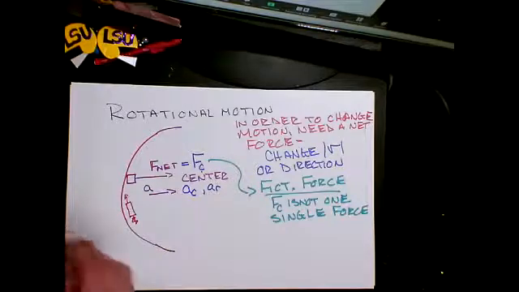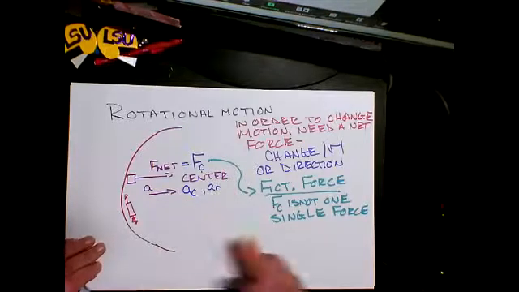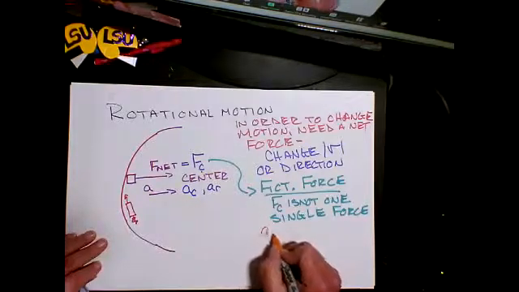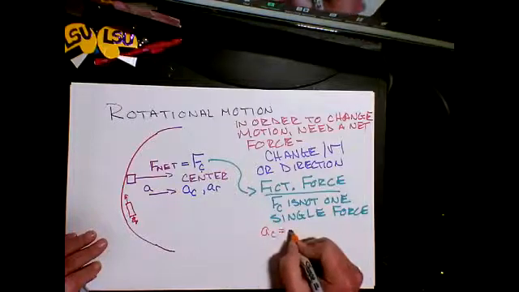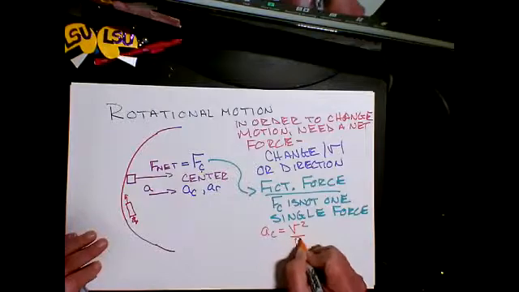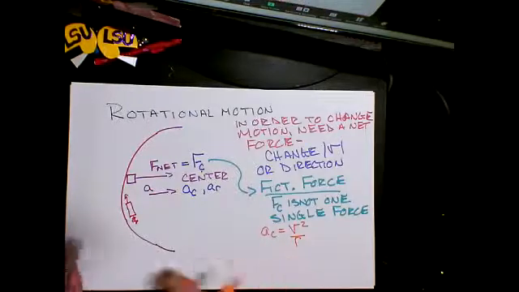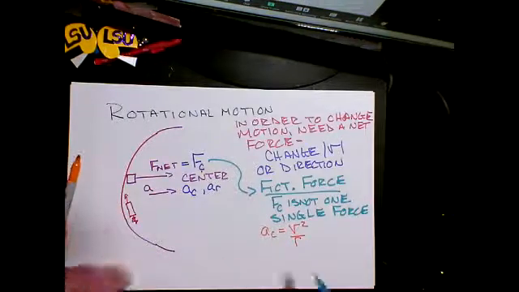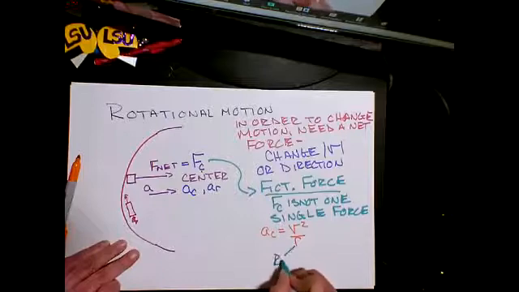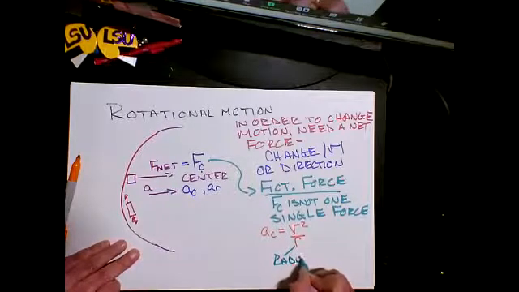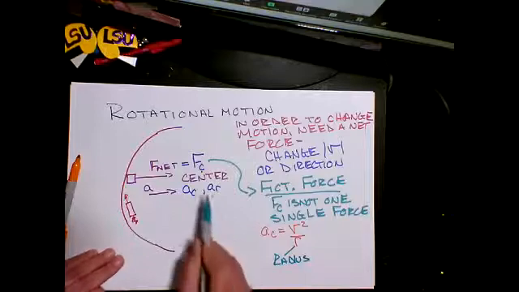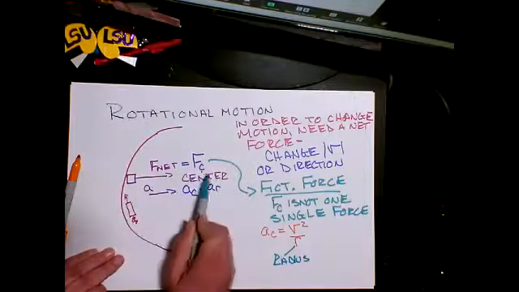Let me define one more thing before we do some fun math with this: this center-seeking acceleration is defined in terms of v squared over r, where r is the radius. This is the radius of the turn. Radius, I can't spell today. It's the radius of the turn.